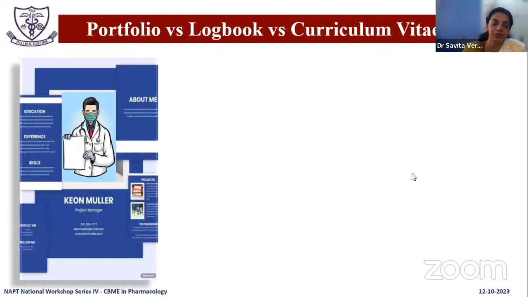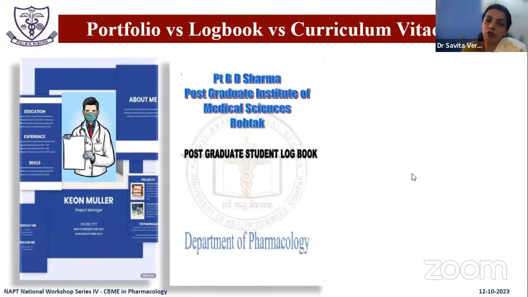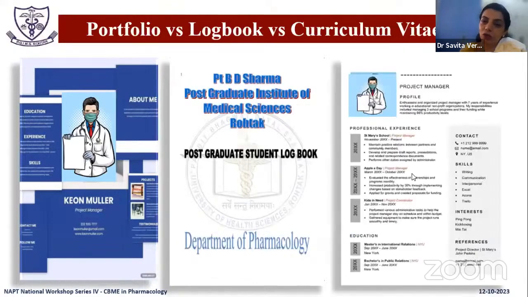This is a picture of a cover page of a portfolio. This is how a logbook looks. And this is a picture of a curriculum vitae. Now, please remember, all three of them are your own work. These are tools used in education and for professional development. They depict your work. It might be of the same time period or a different time period, but this is your ownership and your work. So what is the difference between these three?